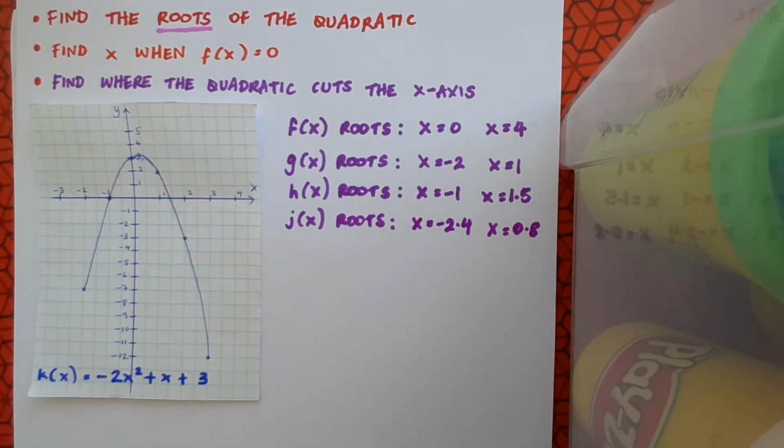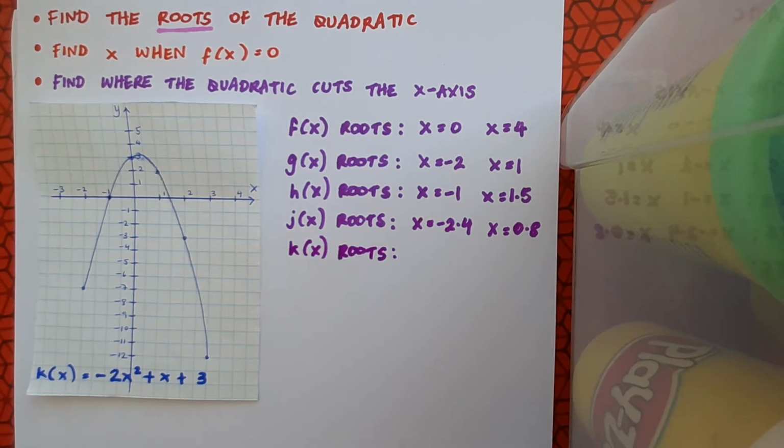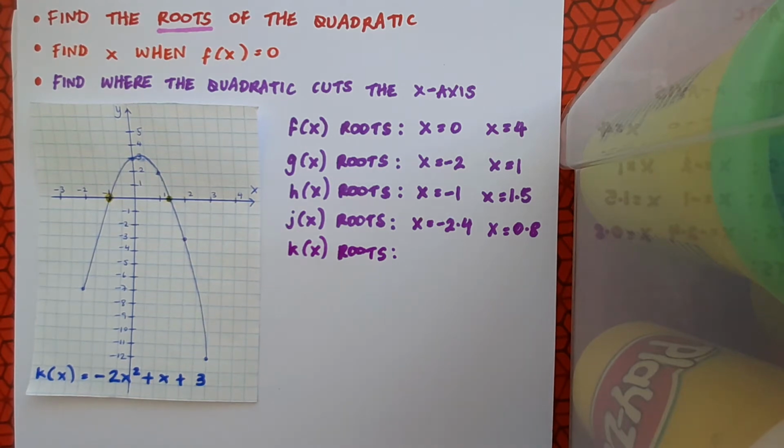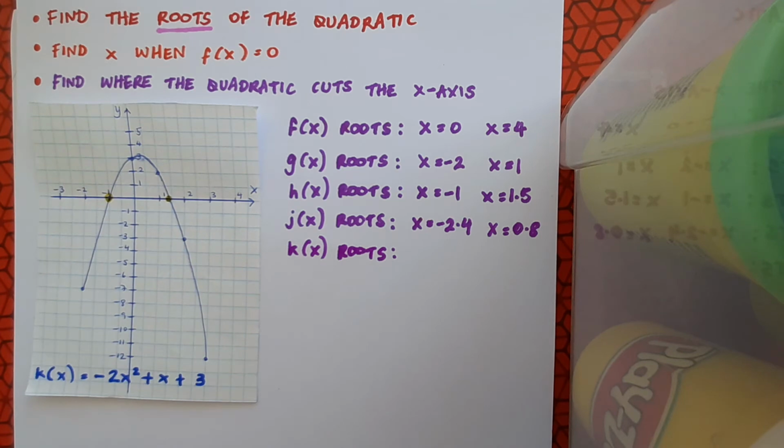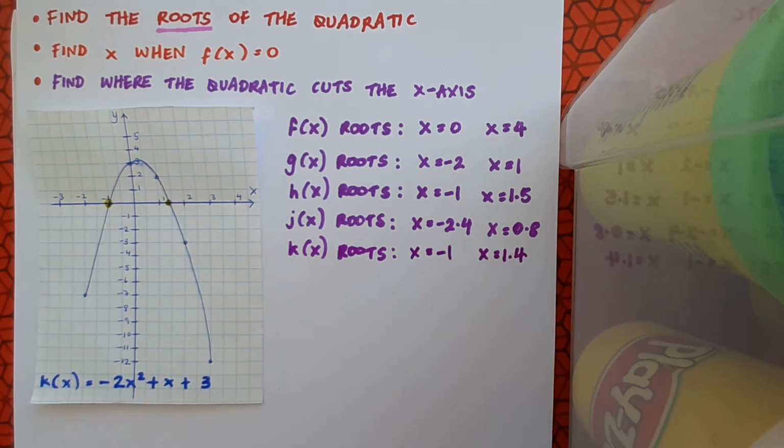Finally, we have our k of x function. Again, identify its roots as accurately as you can. -1 is an obvious root. And over here, just before 1.5, so I'm going to estimate 1.4. Notice that this quadratic looks different to all the rest. It's n-shaped, not u-shaped. That's because of the minus in front of the x squared.